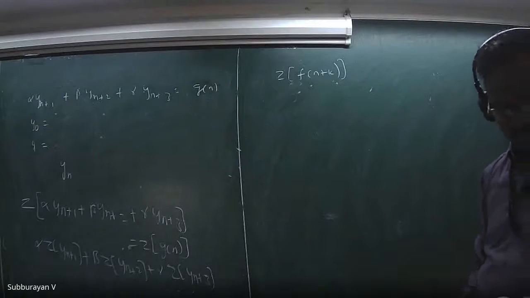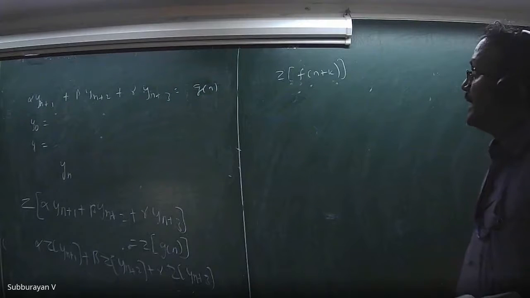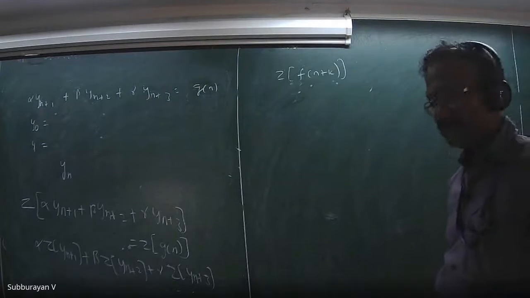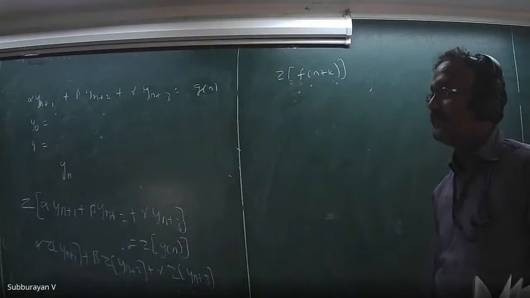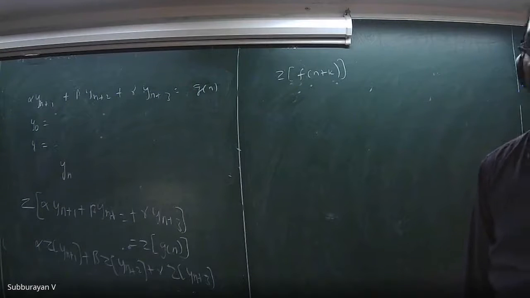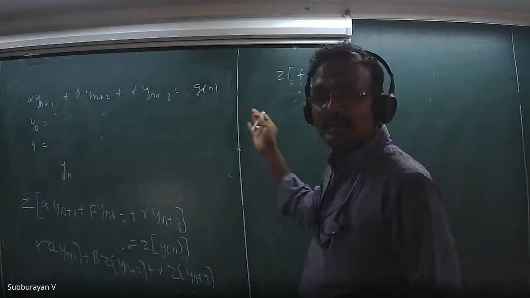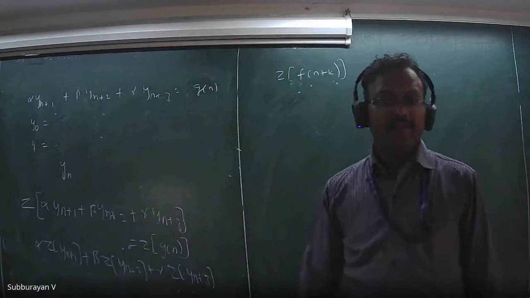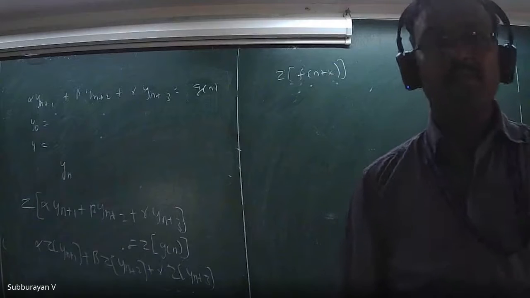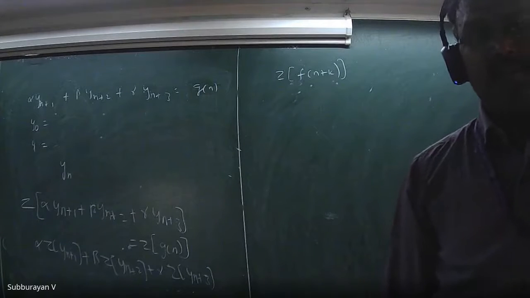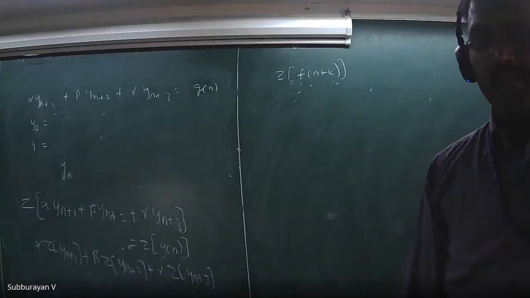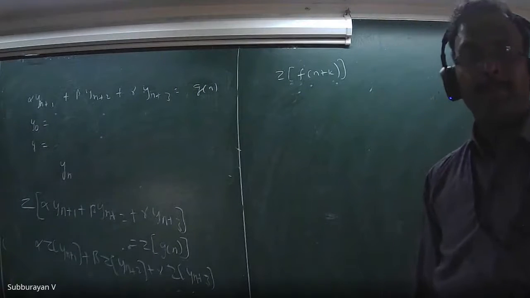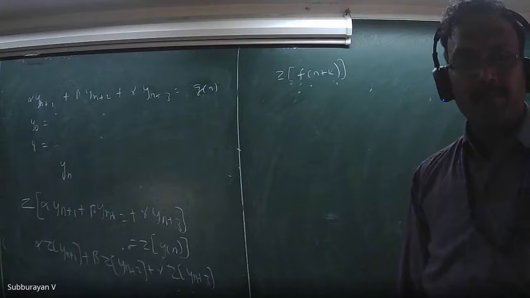of y(n) plus f(n+k). That is the transform of f(n+k). I have given some deductions. The Z transform of f(n+k) is z^k times F(z) minus f(0) minus f(1)/z minus f(2)/z^2 and so on, minus f(k-1)/z^(k-1).